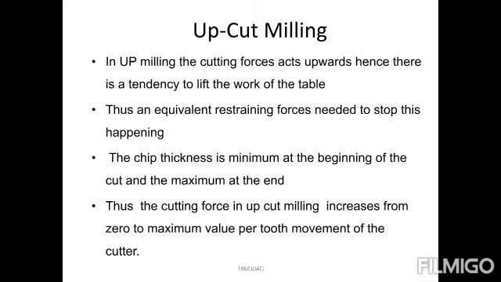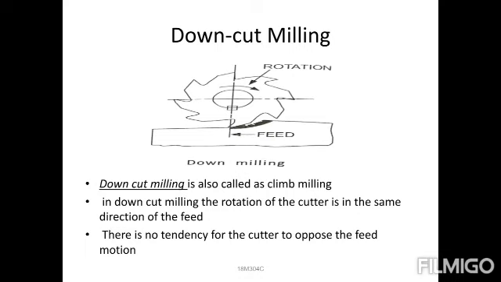A maximum amount of material will be removed from the workpiece because the two are in opposite directions, right? So the material will be removed in the form of chips. While starting on the workpiece, less is removed, but while finishing the rotation of the cutter's teeth, the maximum is removed. Thus the cutting force in upcut milling increases from 0 to a maximum value per tooth movement of the cutter, right?